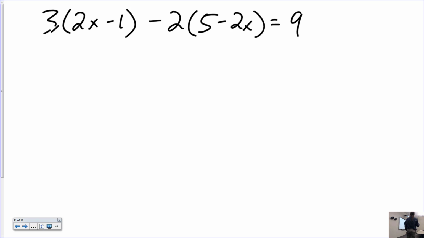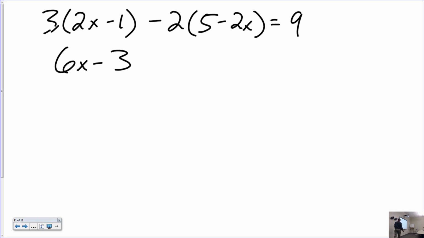This is as deep as the algebra rabbit hole we will go into. Alright, so, what am I going to do first? Distribute. What does my first parenthesis become? 6x minus 3. Alright.